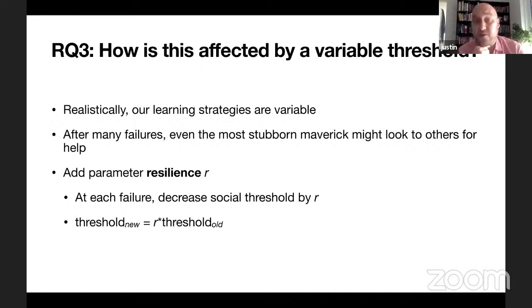So next I added a parameter, resilience. What this does is that at each failure, you decrease your social threshold by a factor R. It's a multiplicative effect, so your new threshold will be R times your previous threshold every time you fail. That just implements the real world finding that the more we fail, the more likely we are to look around and see what everyone else is doing. So we have a lower threshold the more we're failing.